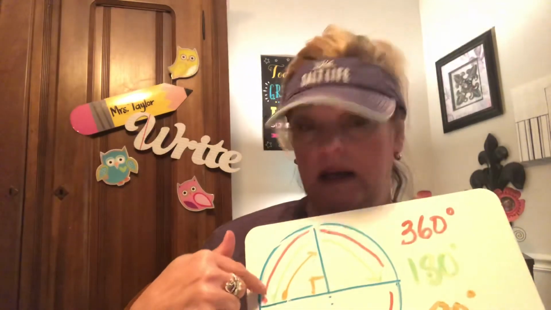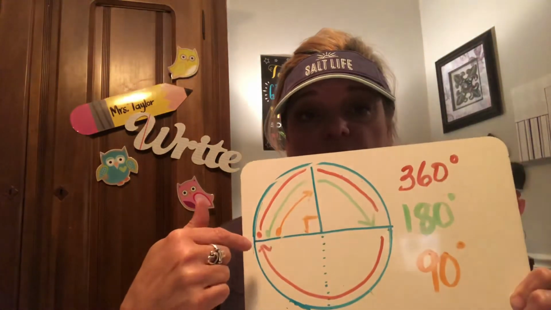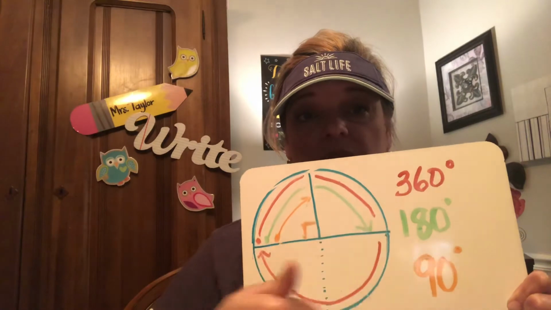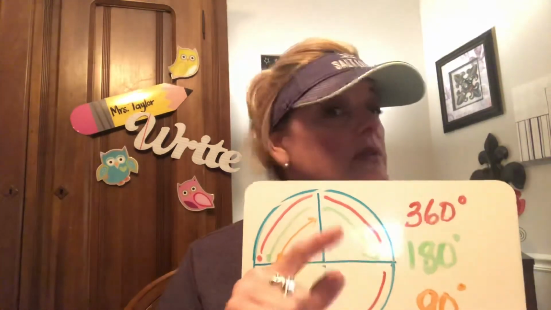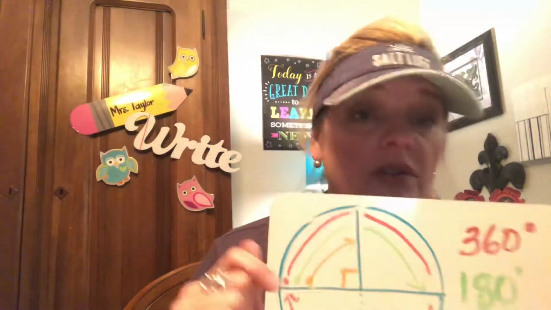So if I'm starting here and I've got a full turn, I'm going 360. Now if I'm going to my right, it's clockwise. If I'm going to my left, it's counterclockwise. I know you can get this. Don't say, what? You just don't get it. I don't understand. Not yet. But you will. You will. It makes sense. It does.